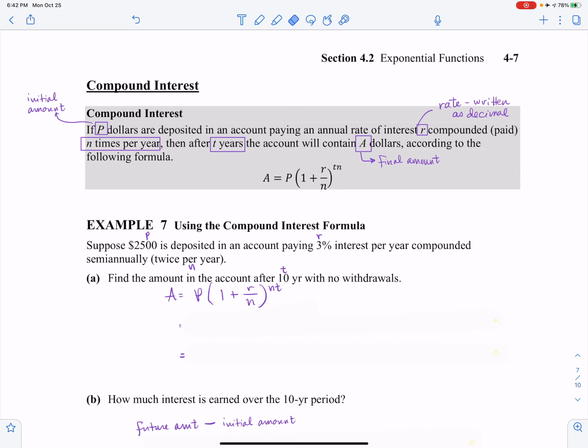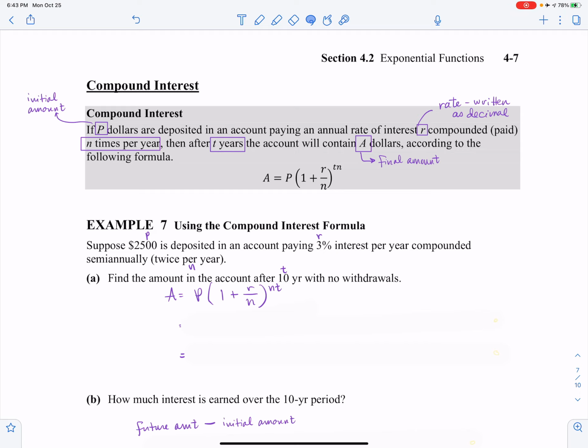All right, so compound interest, first of all, let me just walk through with you what each of the letters means in our formula. And you'll notice here the formula is written right down here. And so we have P dollars. This is going to be the initial amount or the starting amount. This is the amount that we're depositing in an account. And we're going to be paying an annual rate of interest. Our interest rate is going to be R. You always want to write your rate as a decimal.